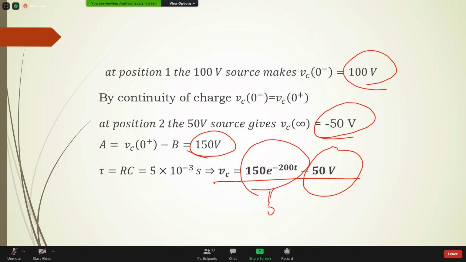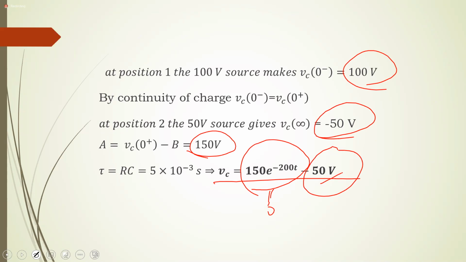Agreed? Which means that VC in position 2 would be equal to minus 50 volts. When t is equal to 0, that's just before you switch, this section here would be equal to 1. So you have 150 minus 50, you get 100, which is what we set up here. So just look back at the circuit and you will agree that all of that is true.